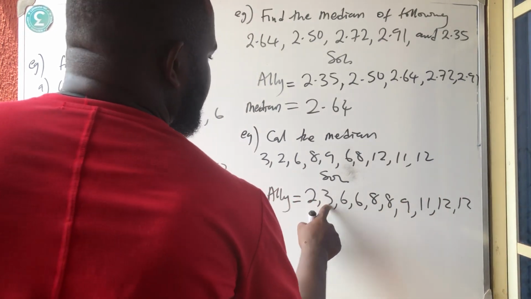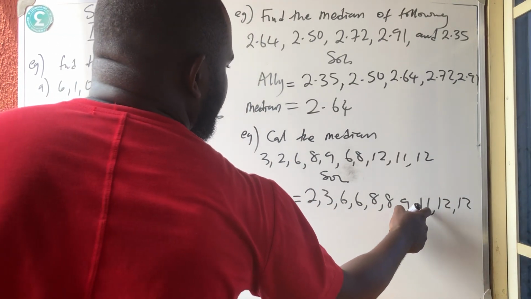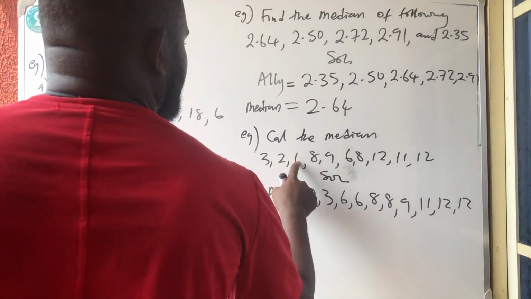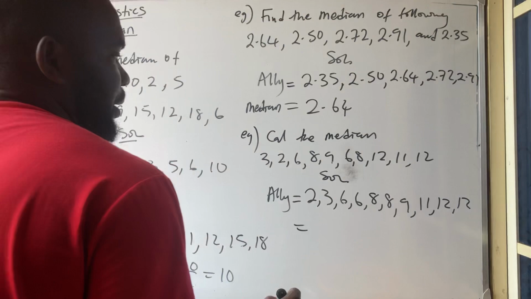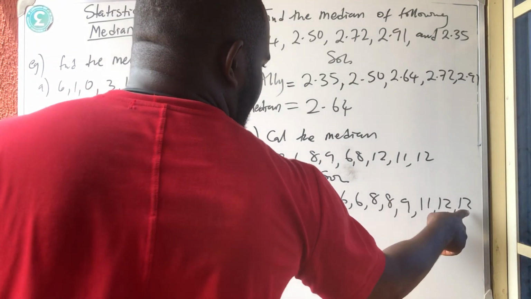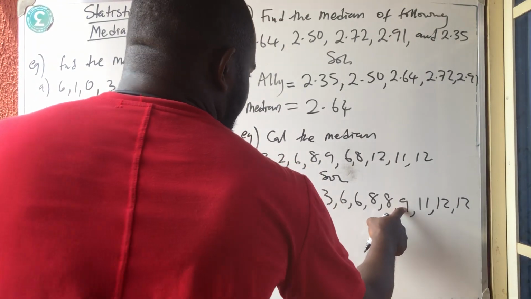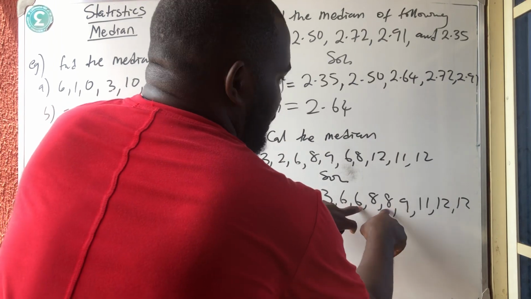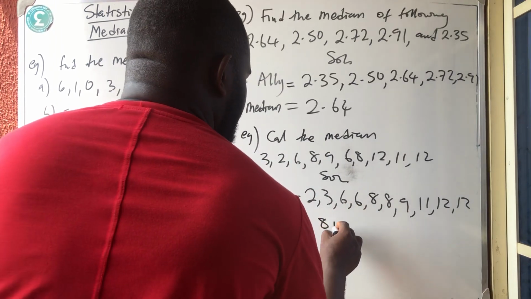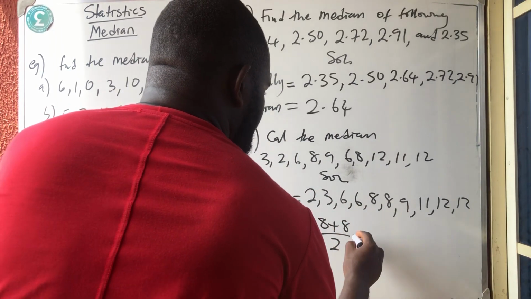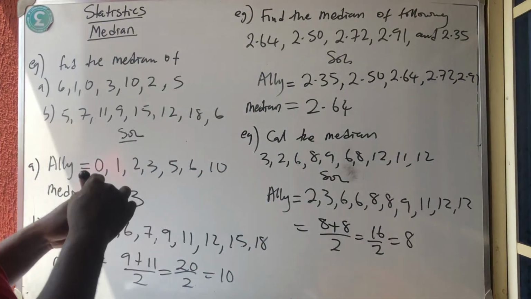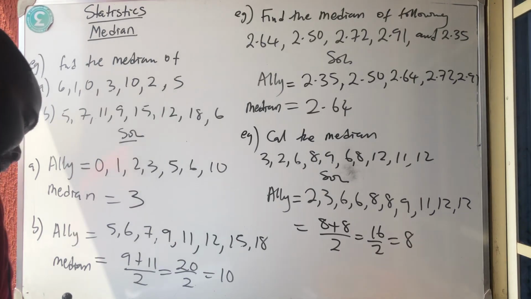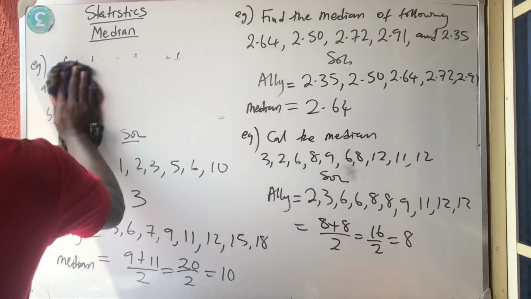Let me count. 1, 2, 3, 4, 5, 6, 7, 8, 9, 10. Correct. So the median becomes, if I remove 4 from this side, 1, 2, 3, 4, and 4 from this side, I'm left with 8 and 8. So the median is now 8 plus 8 divided by 2, which is 16 divided by 2, which is 8. So the median there is simply 8. So let's solve more questions.